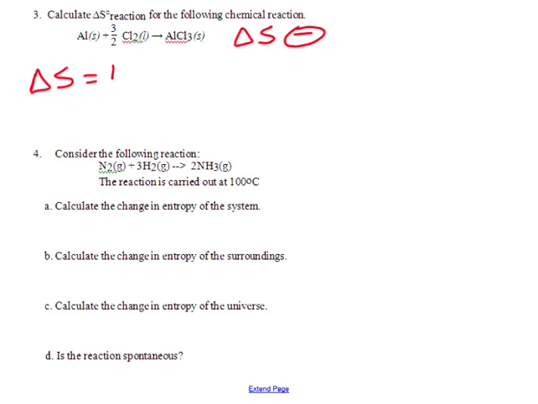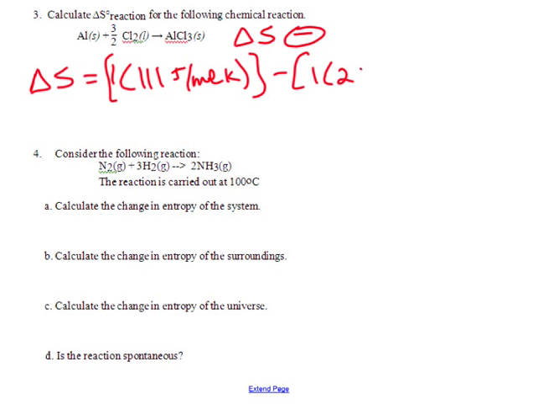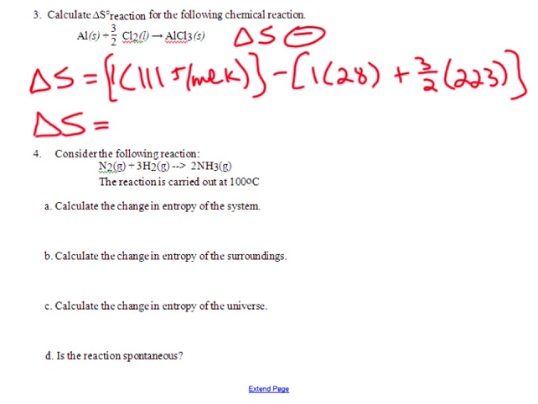So we have 1 times, what was aluminum chloride? 111 joules per mole K. So that's products minus 1 times 28 plus 3/2 times 223. Thank you. So what is our delta S? They got last class negative 351.